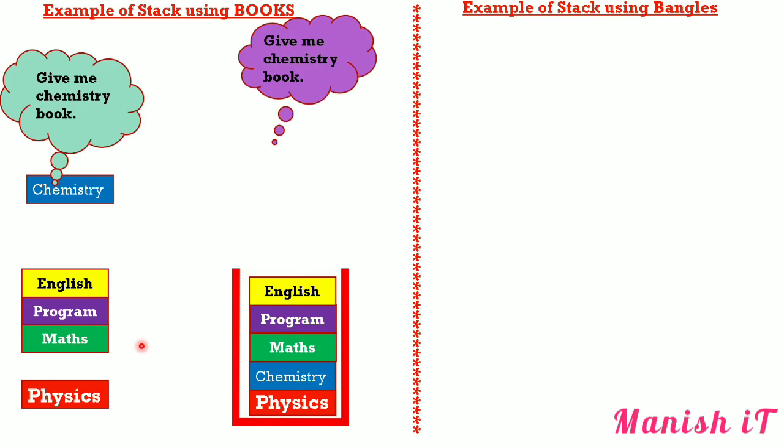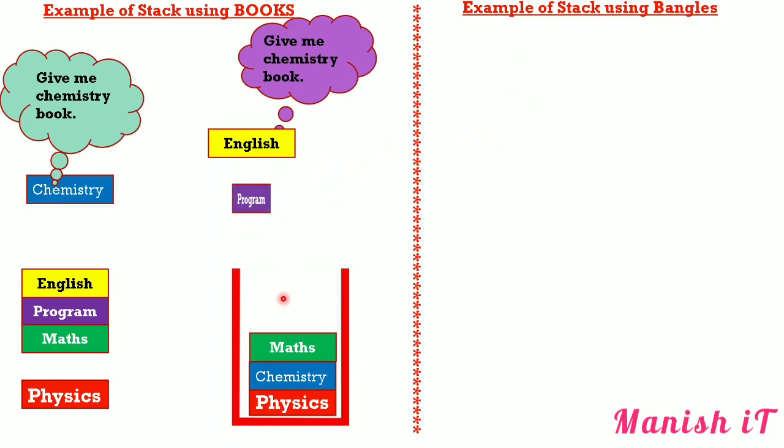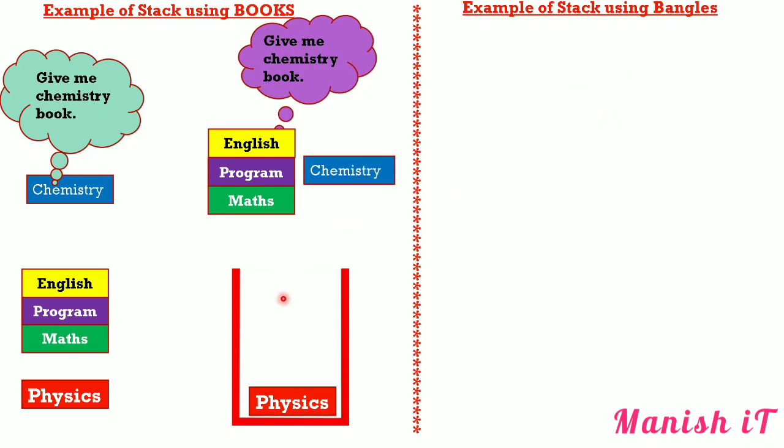Here there is only one way to pull out the chemistry book. First you have to take out the English book, then the programming book, then the mathematics book, and we find the book which I needed, that is the chemistry book. Now we take out this chemistry book and give it like this. Similarly, in a stack the same thing happens, because insertion is from the topmost and deletion is from the topmost. We can say this box is a stack and it is a collection of books.